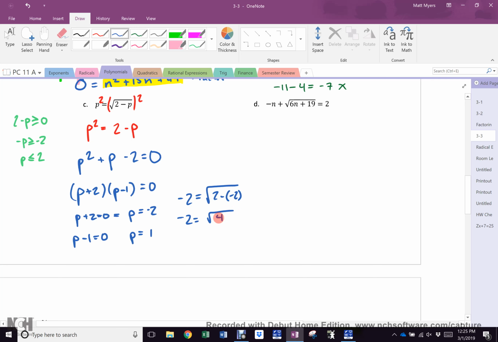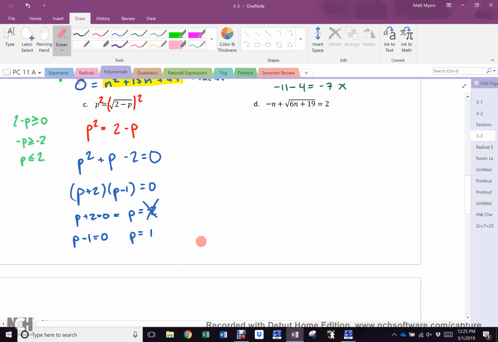What's 2 minus minus 2? 4. What kind of root am I looking for? The principal root, right? So even though the square root of 4 is plus or minus 2, we only care about the positive one, yes? So, does negative 2 equal positive 2? Not in my world. So is this a real answer? No. That is an extraneous root. Let's check 1.